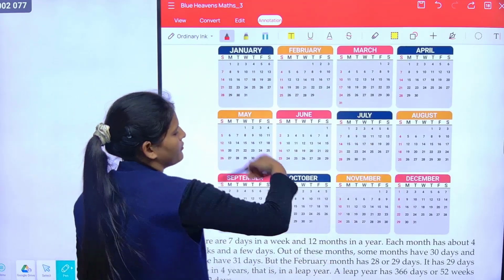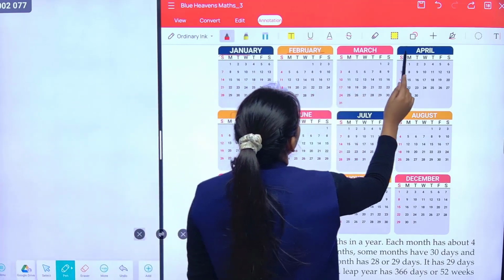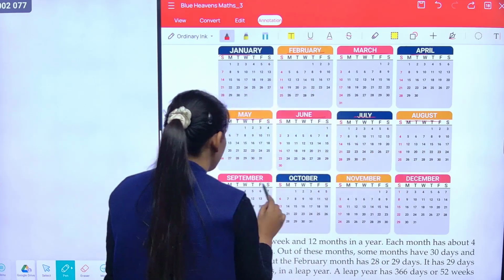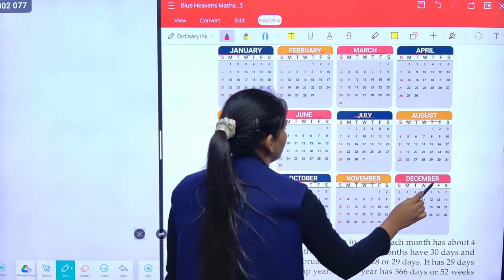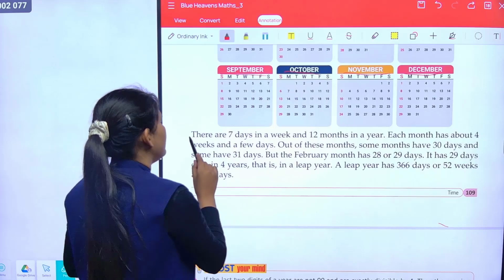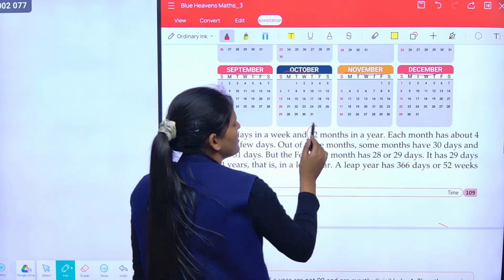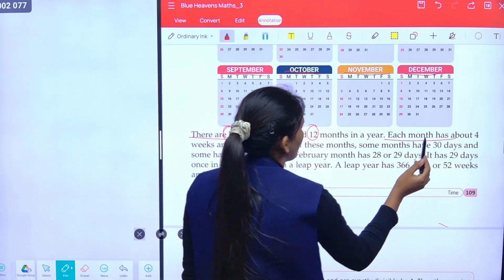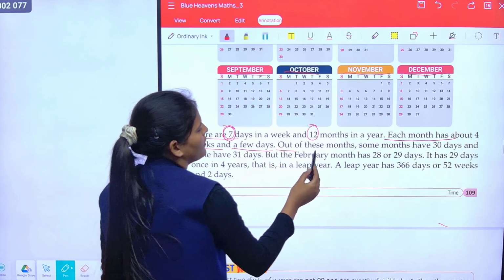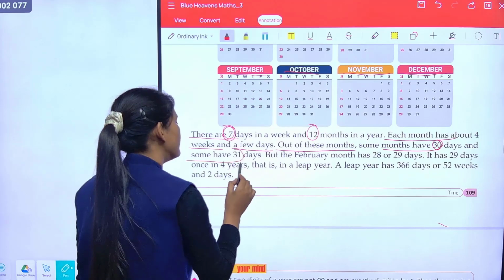The calendar of 2024: January, February, March, April, May, June, July, August, September, October, November and December. Here, there are 7 days in a week. How many days are there in a week? 7 days. 12 months in a year. Each month has about 4 weeks and a few days. Out of these months, some months have 30 days and some have 31 days.